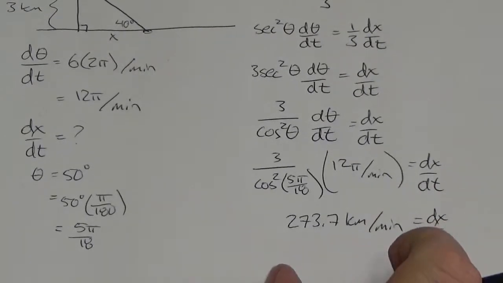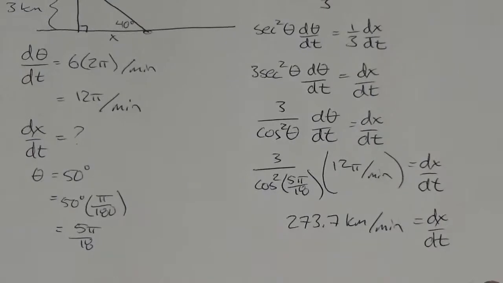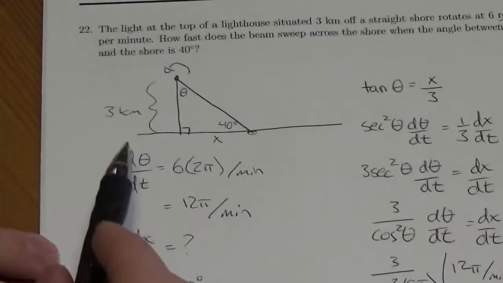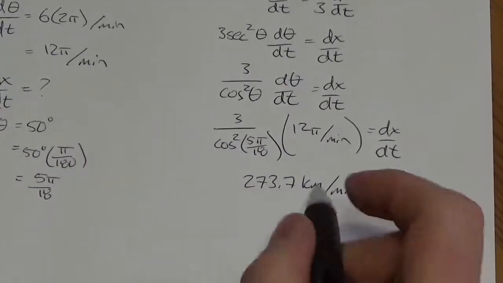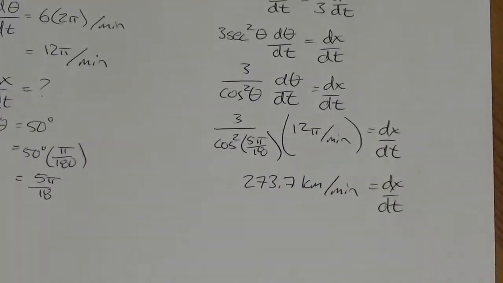Now again, I know that that's kilometers because the only unit that I had in here was kilometers. The only length unit was this one right here. That 3 was a kilometer there. So those are the units that survive. 273.7 kilometers per minute.